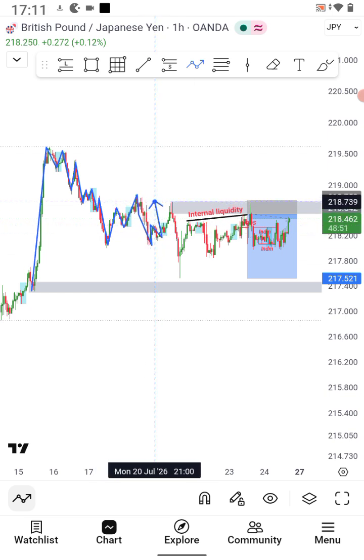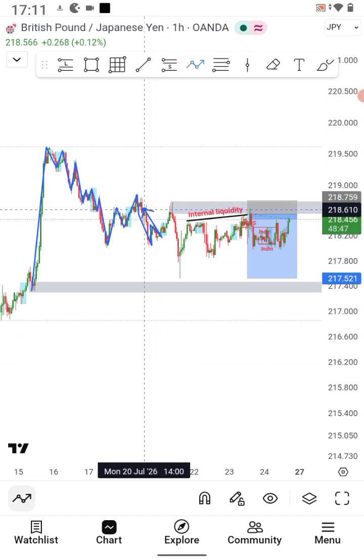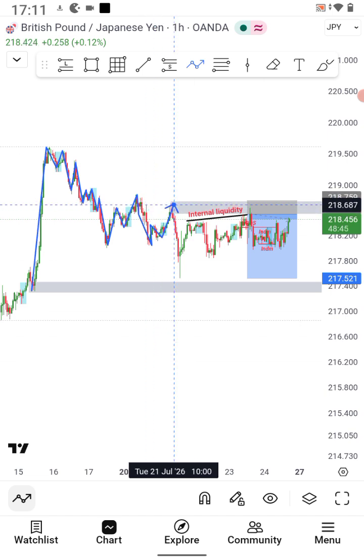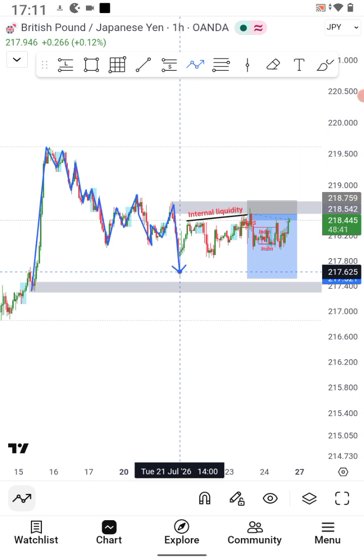So market came, tapped here, sweeping this internal liquidity and dropped. So are you seeing what market is doing? It is creating lower lows and lower highs, but before it creates the lower high, it will first create an internal liquidity before going to sweep it and drop. Observe, that's what it has been doing while coming down.